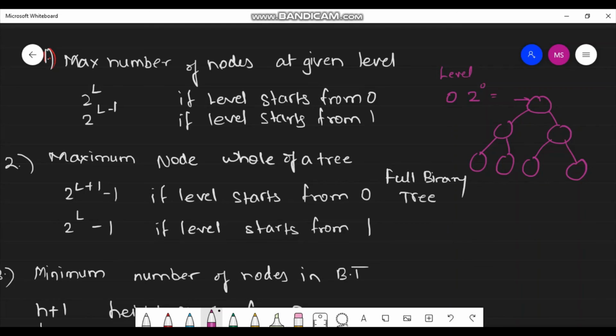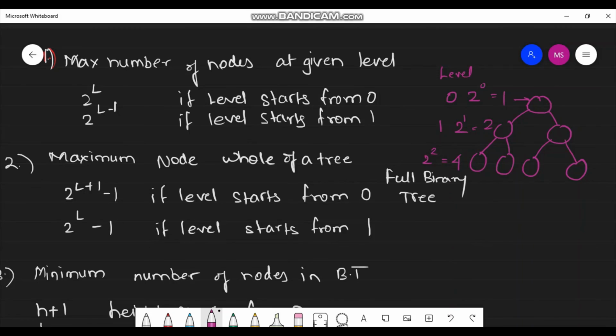Okay, at level 0 it is 1. Here, if the level is 1, then 2 raised to 1 equals 2. You can see the number of nodes at each level is 1, 2 and 4. Right? This way. And if you are starting with 1, then it is 2 raised to L minus 1. So it is L minus 1. If it is starting from 1, it will be 0 here.